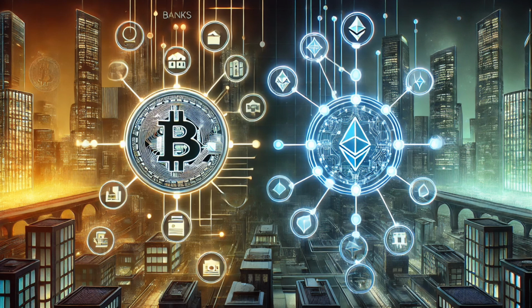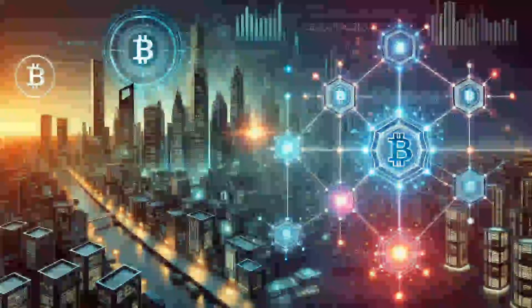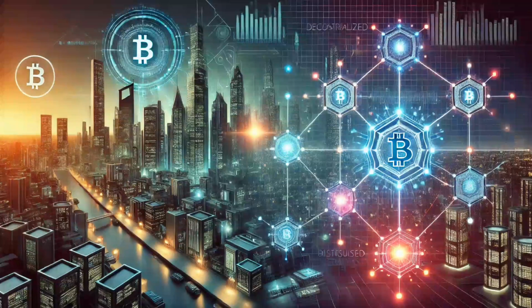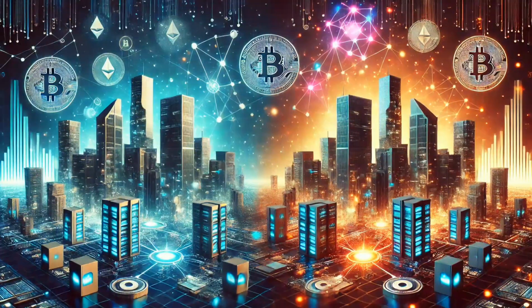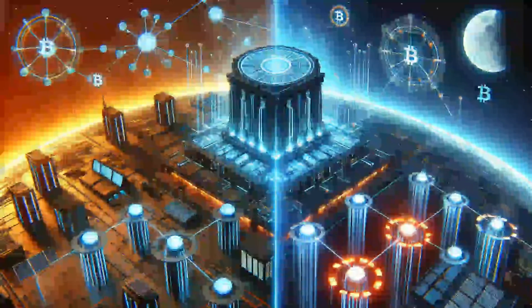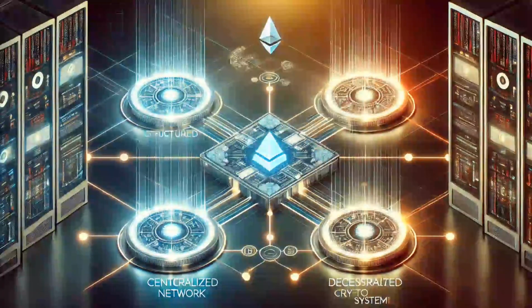Today we're diving deep into one of the biggest debates in the crypto world, centralized versus decentralized systems. By the end of this video, you'll understand their key differences, benefits, drawbacks, and which one is best for you. Let's get started. The crypto world is built on two fundamental models, centralized and decentralized systems. While both serve the same purpose, handling digital assets, their underlying mechanisms are vastly different. But before we compare them, let's first define them.